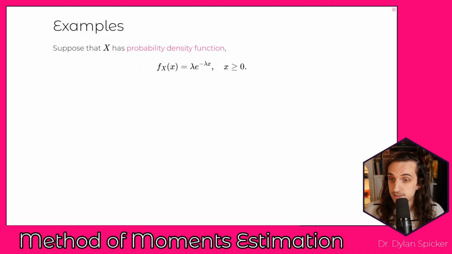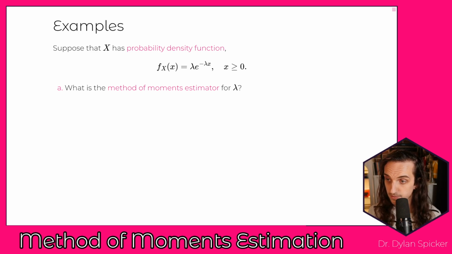Let's take a look at another example here. X has a probability density function given by f of x is lambda e to the negative lambda x for x being greater than or equal to 0. And what is the method of moments estimator for lambda?